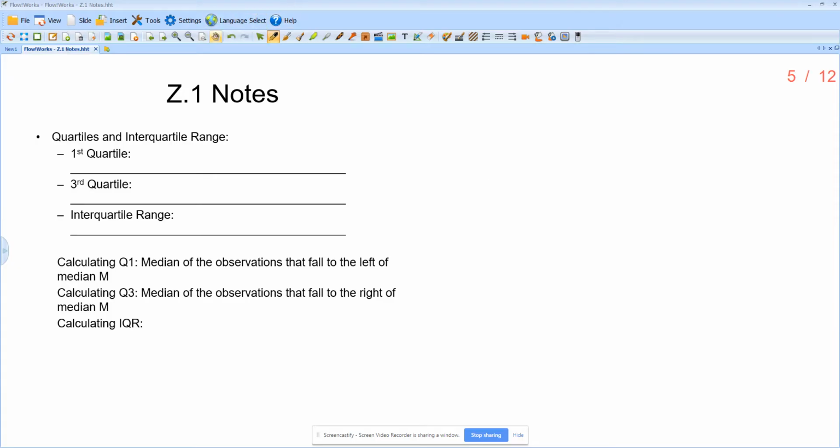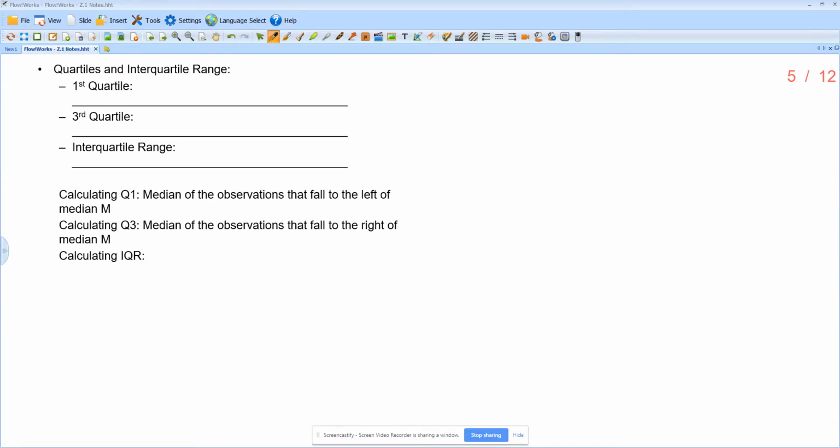All right, next we're going to talk about quartiles and the interquartile range. So your first quartile is the median of the lower half of data. What that means when we talk about it being a first quartile is that a fourth of the data will fall below that point. The third quartile is the median of the upper half of data.